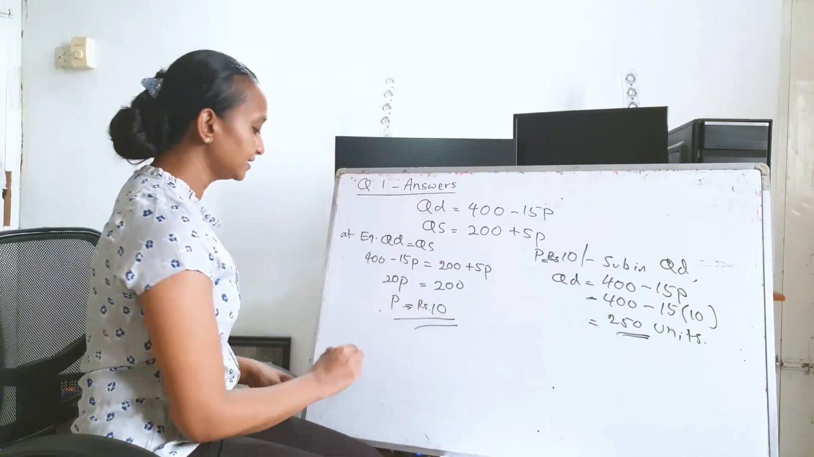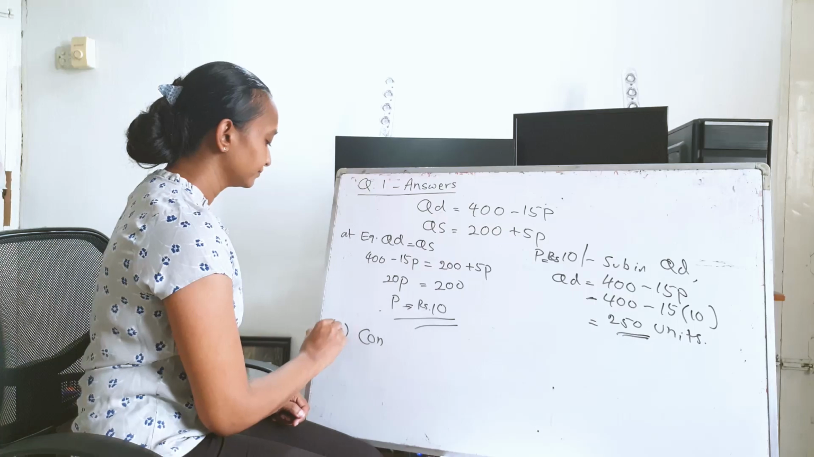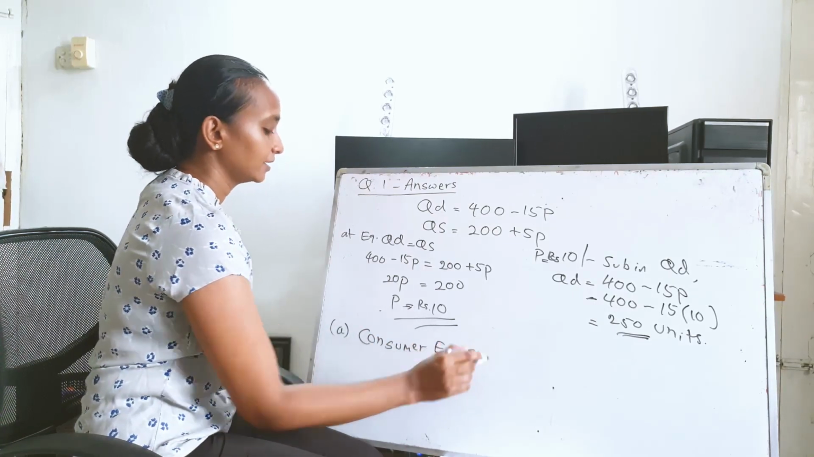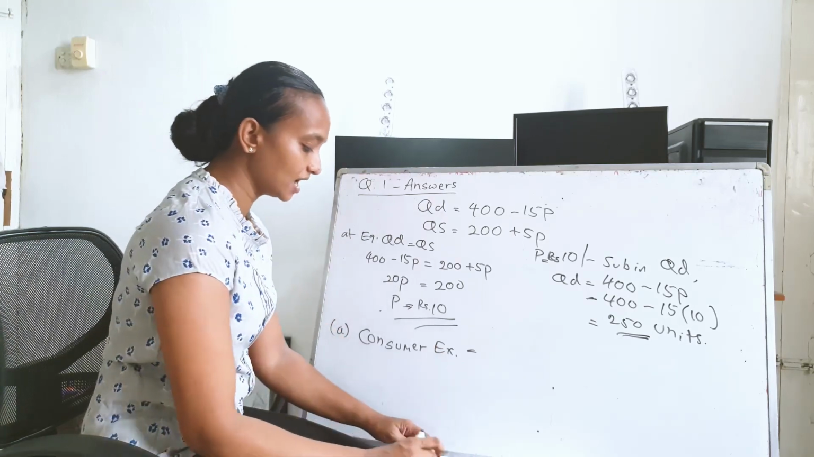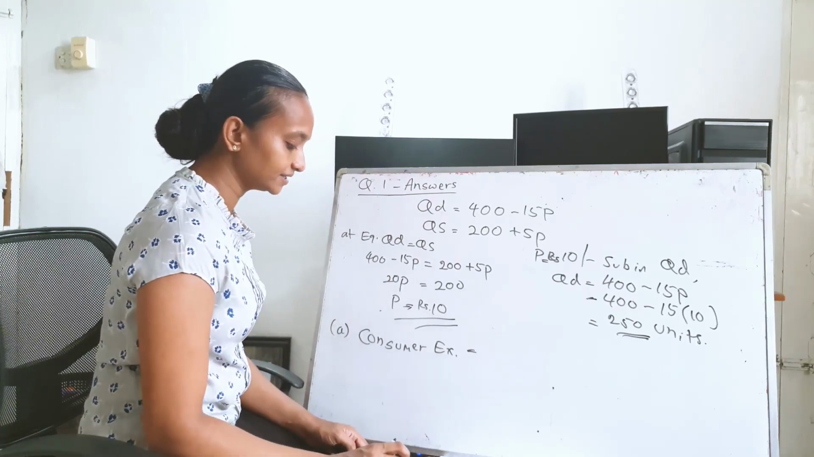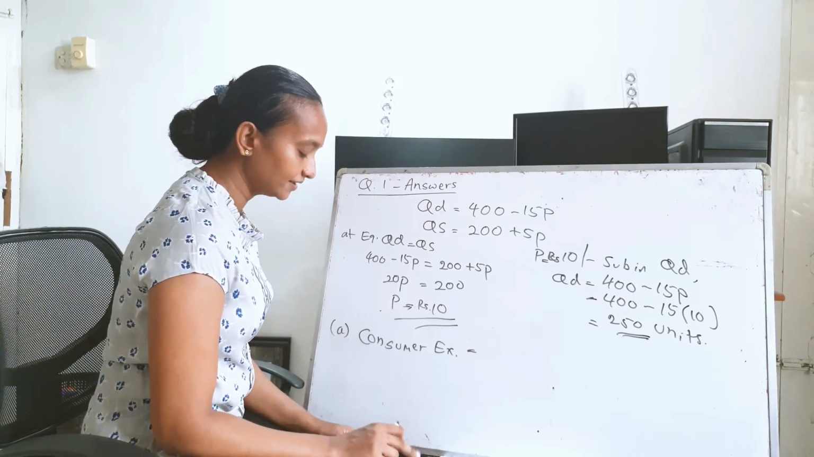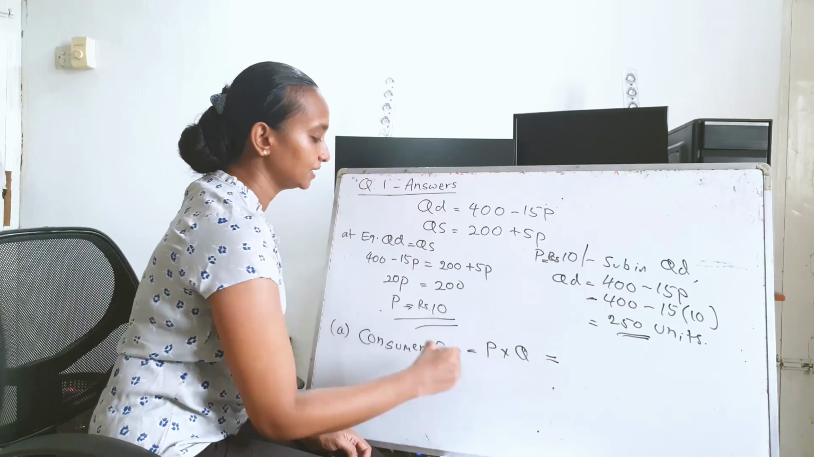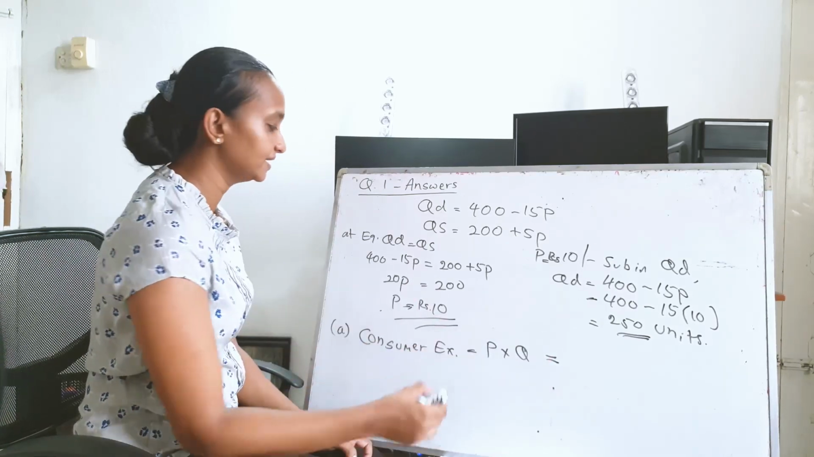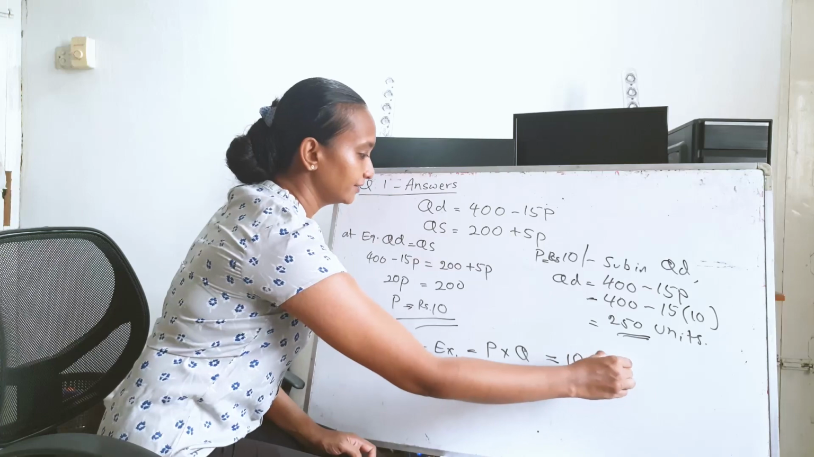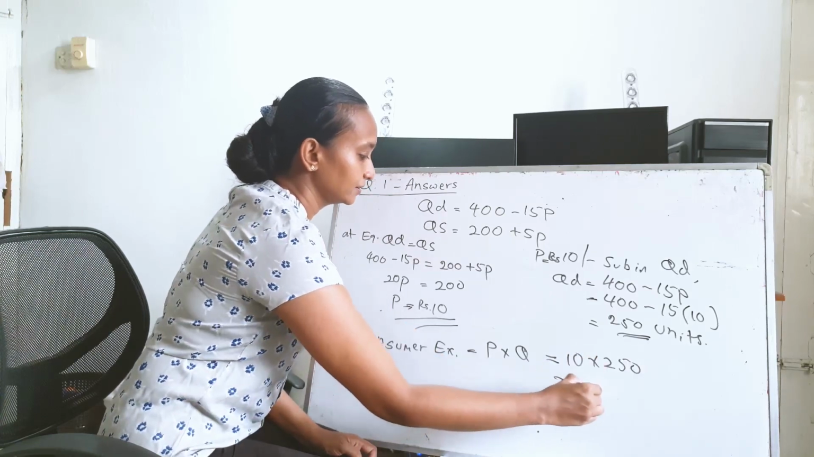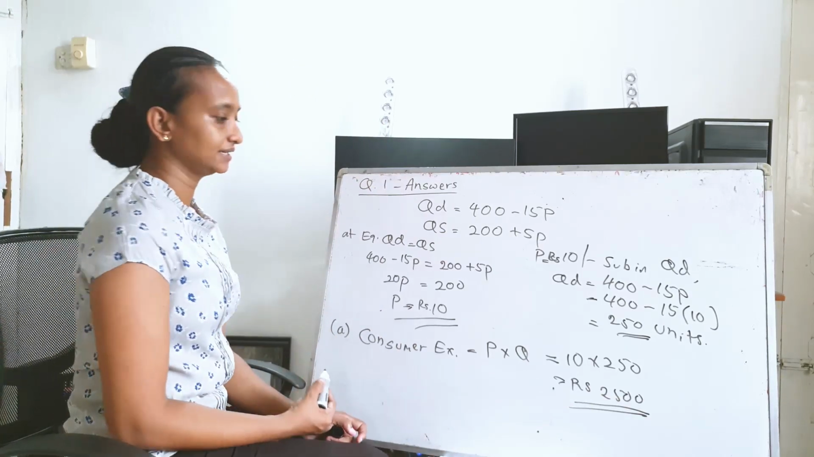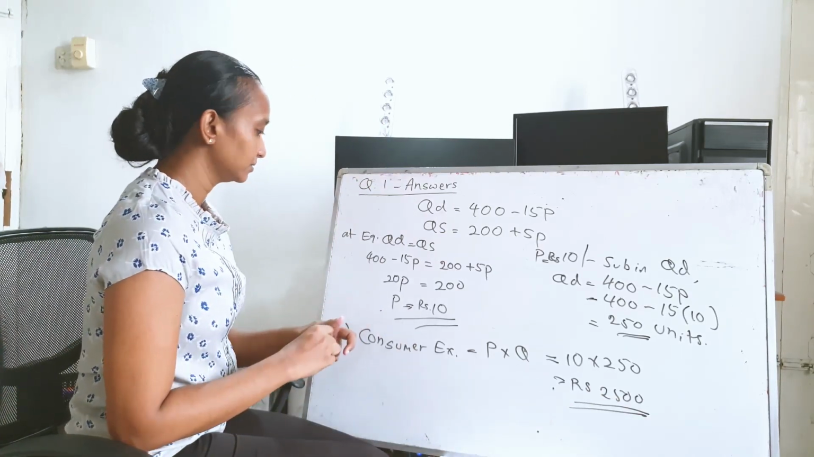Now you can easily find consumer expenditure. The question is asking for consumer expenditure at market equilibrium, so you take P and Q. Here P into Q will be the consumer expenditure: 10 into 250, then 2500 rupees. If you get that correctly, then mark that.